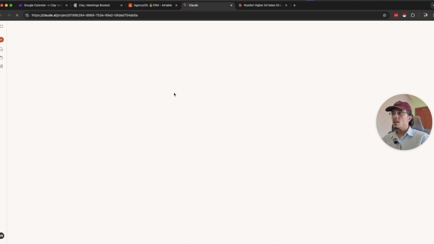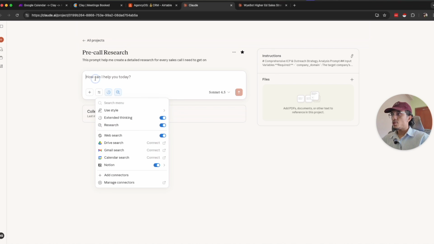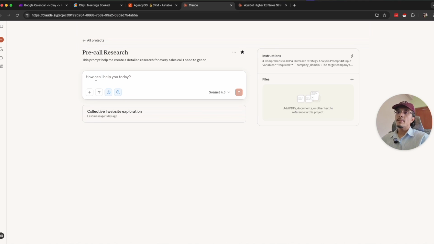So we paste everything, right, and we click on this feature right here, extended thinking. Yeah, that helps, but the main thing that I want to show you is this research feature. Then you're just pasting the company domain and all this additional information, and then you just let it run. Sometimes it runs for like 1 or 2 hours as well, but most of the time it will run for 30 to 45 minutes.